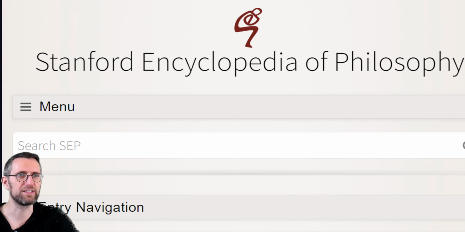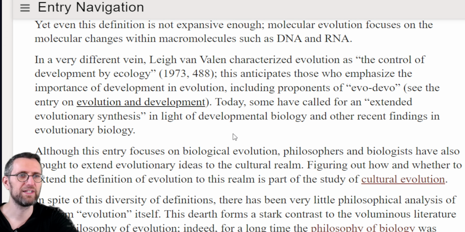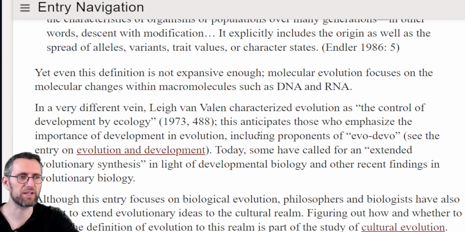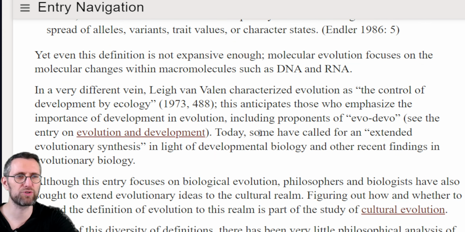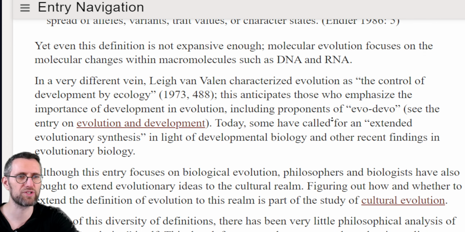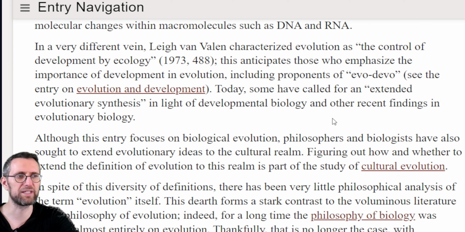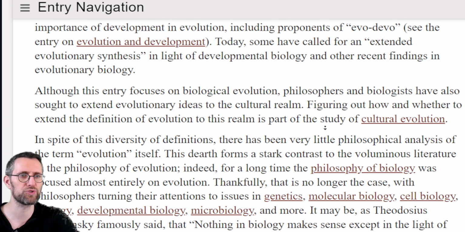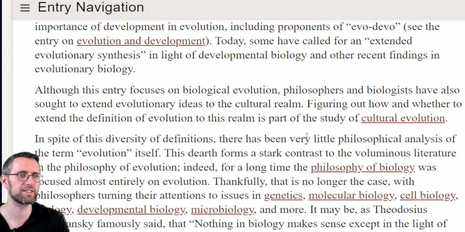I want to look again into the original article now that we are here a little bit better. The control of development by ecology. This anticipates those who emphasize the importance of development in evolution, including proponents of evo-devo. Today, some have called for an extended evolutionary synthesis in light of developmental biology and other recent findings in evolutionary biology.